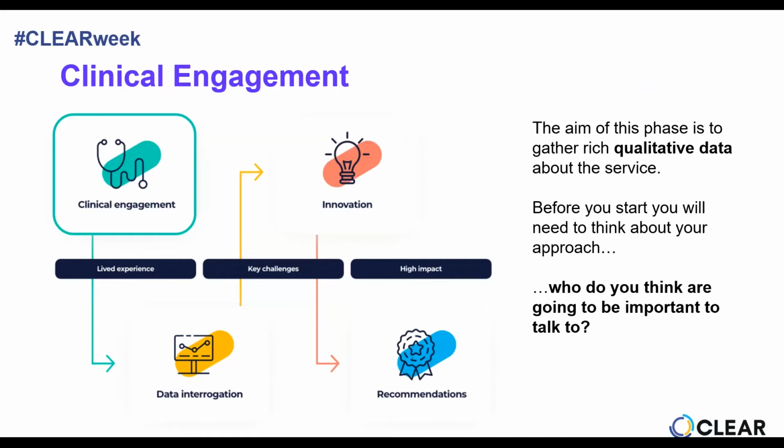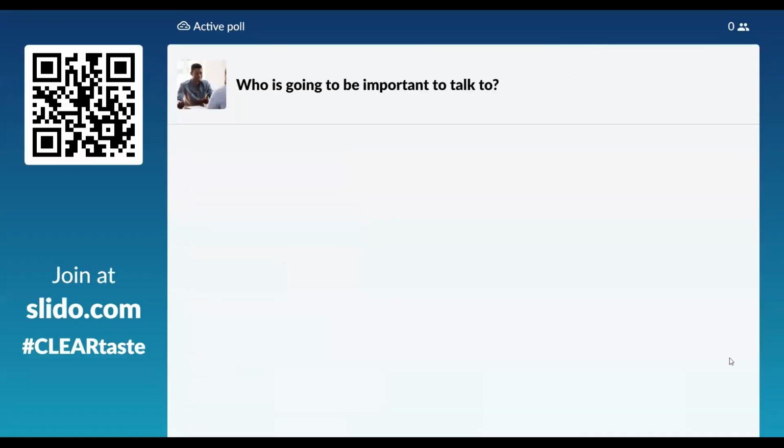And the aim of this phase is to gather rich, qualitative data about the service. So qualitative data is the type of data that we talk about when we're thinking about qualities or characteristics. And you gather this information by talking to people. So for our next question, given that this project is focusing on Goodwill Hospital's emergency department, who do you think are going to be the most important people for you to talk to? If you had a brainstorm of all the people that you should be talking to get started and get this information, who are you going to try and talk to?